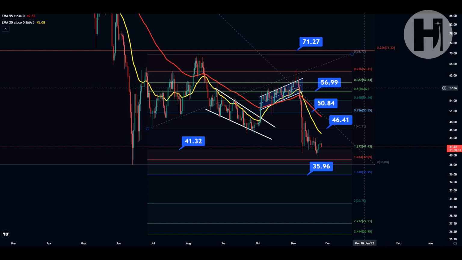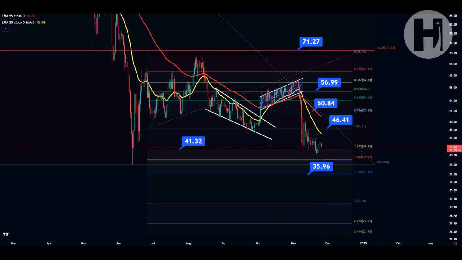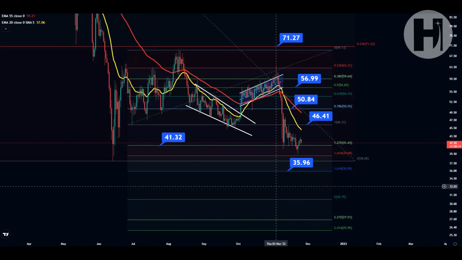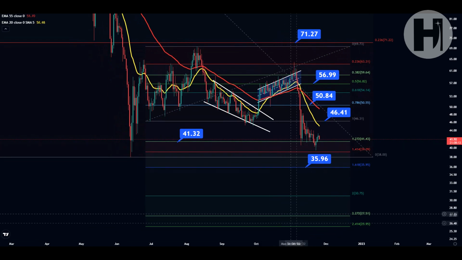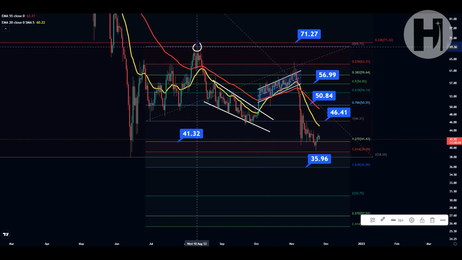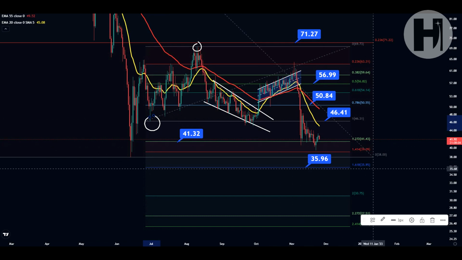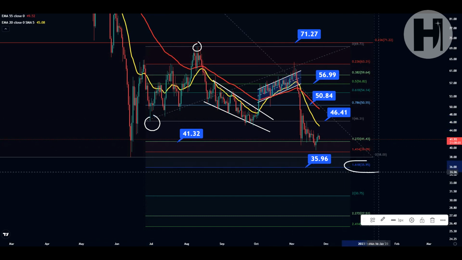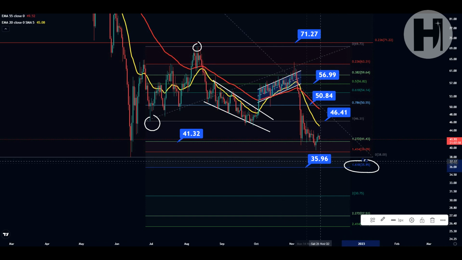Now let's jump into the TA. So taking a look at Elrond on the daily chart, as you can see, we have a Fibonacci retracement, which is going to give us our support and resistance levels. So we have a high in August and we have a low in July, and our 1.618 target currently is sitting at the 1.618 Fibonacci level at 35 or roughly $36, I should say.